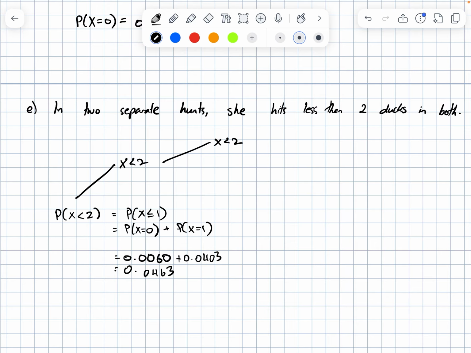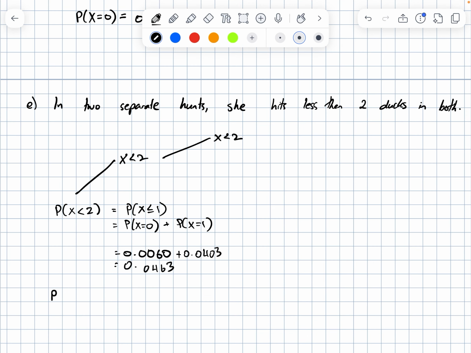Now that's the probability that she hits less than 2 ducks in the first one. So then to find the probability that it's in both, we're going to do 0.0463 times 0.0463, which gives us 0.00214.